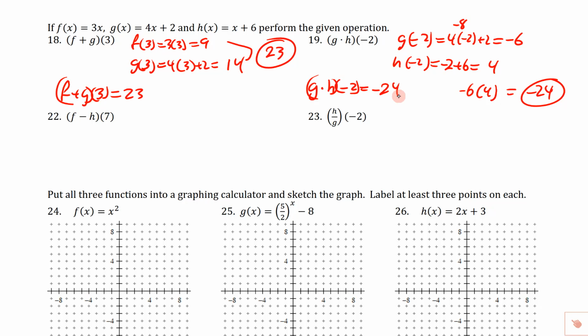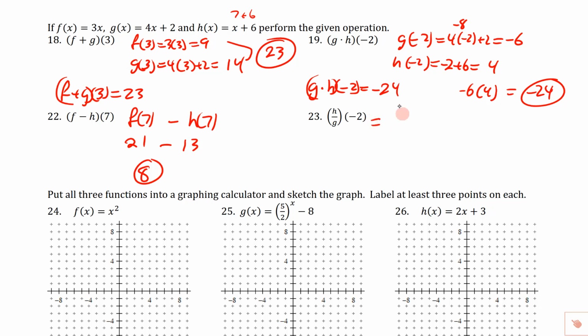Okay. All right. f minus h of 7. So let's find f of 7, let's find h of 7, and then we'll do a little subtraction problem. If we plug a 7 into f, this is going to be 21, minus, plugging a 7 into this one, that's 7 plus 6, that's going to be 13. So we get 13 here, so we end up with 8. So there's our answer on that one.